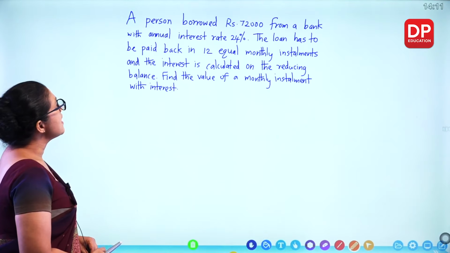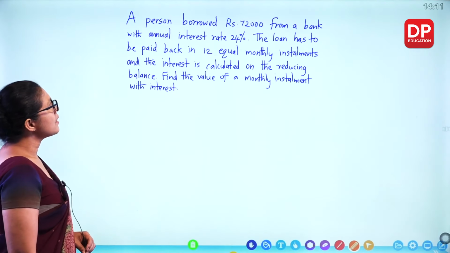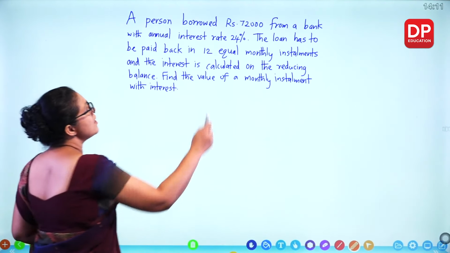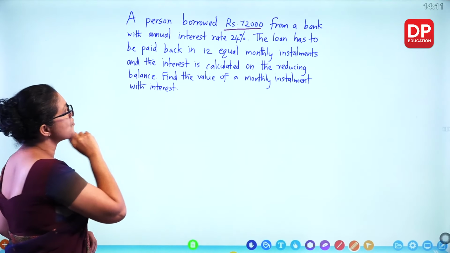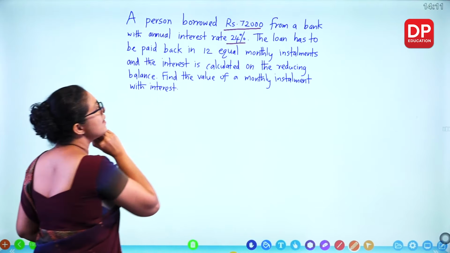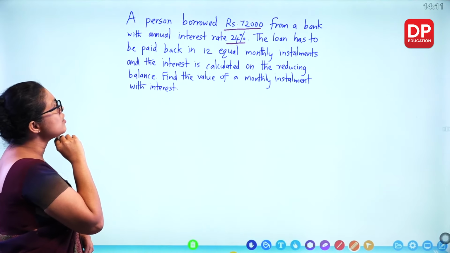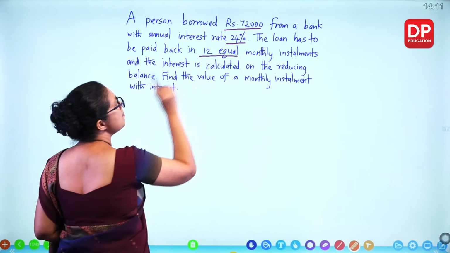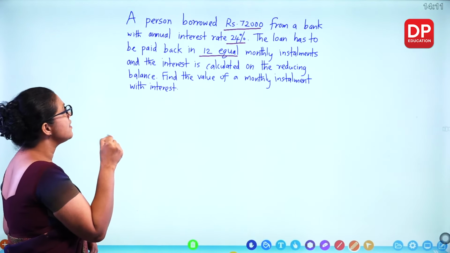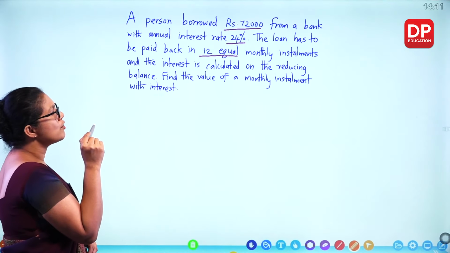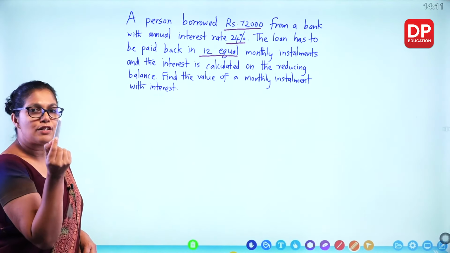Now we'll look at this example. A person borrows 72,000 rupees from a bank with annual interest rate 24%. The loan has to be paid back in 12 equal monthly payments, installments, and the interest is calculated on the reducing balance. Find the value of a monthly installment with interest.